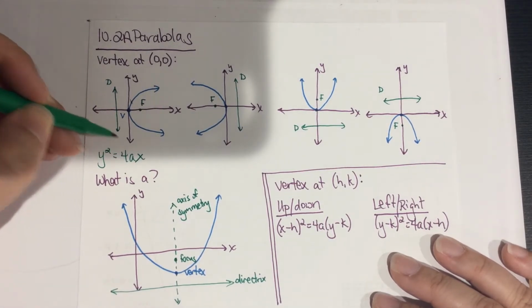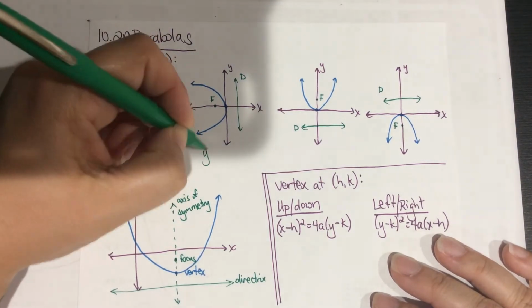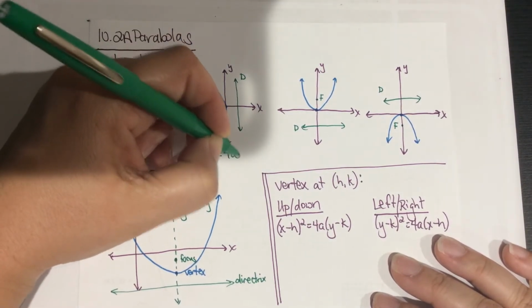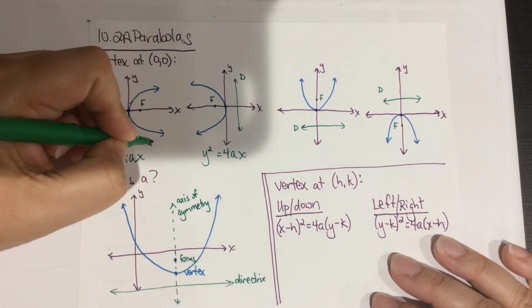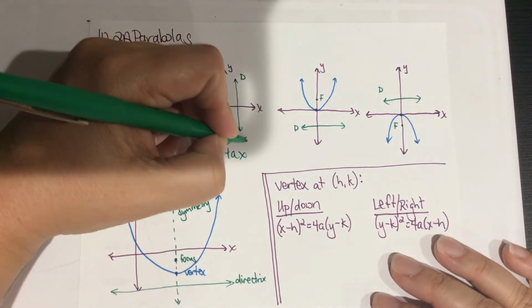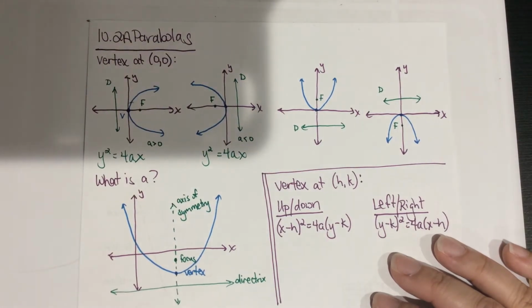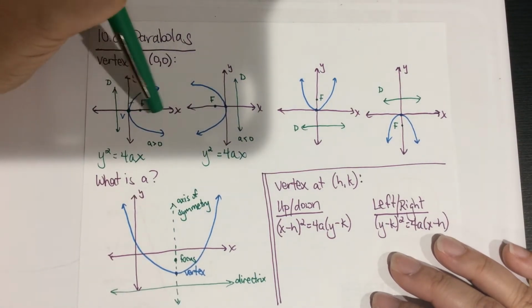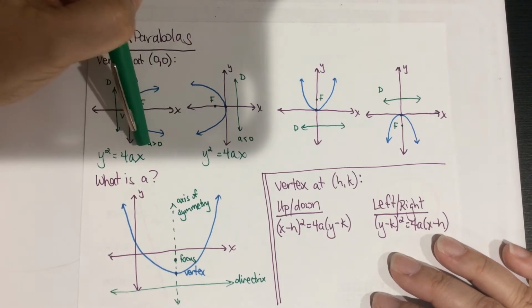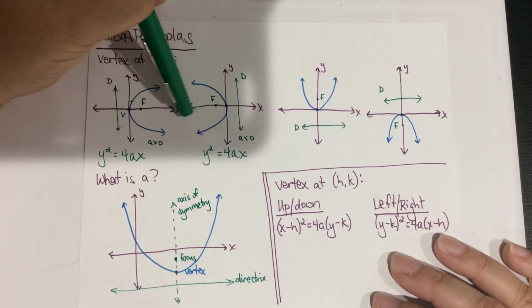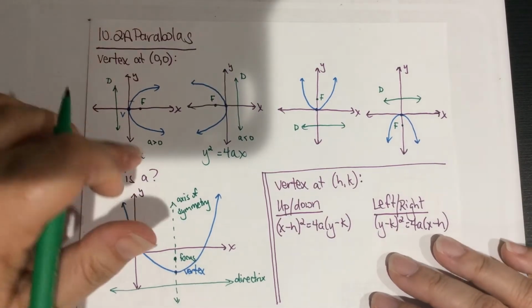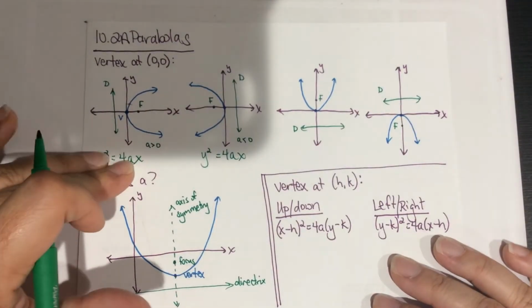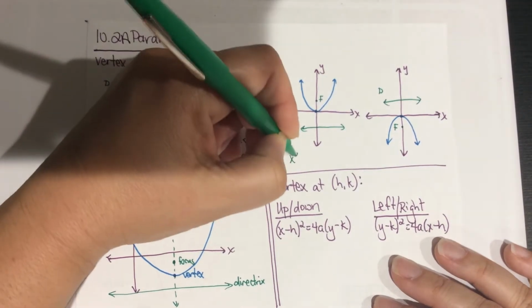Notice that here the equation is the same for both of these. But when it opens to the right, we know that A is positive, and when it opens to the left, we know that A is negative. And that kind of makes sense, right? The positive x-axis is to the right, positive A value. The negative x-axis is to the left, negative A value. Okay? So this form is going to mimic exactly this form, except it's going to be switched.